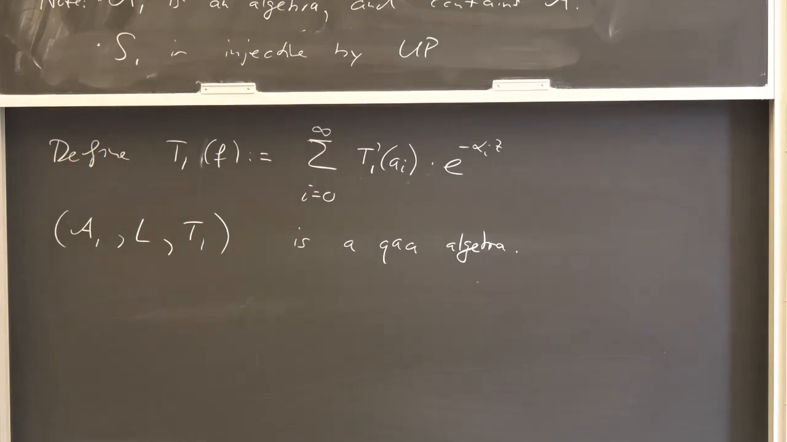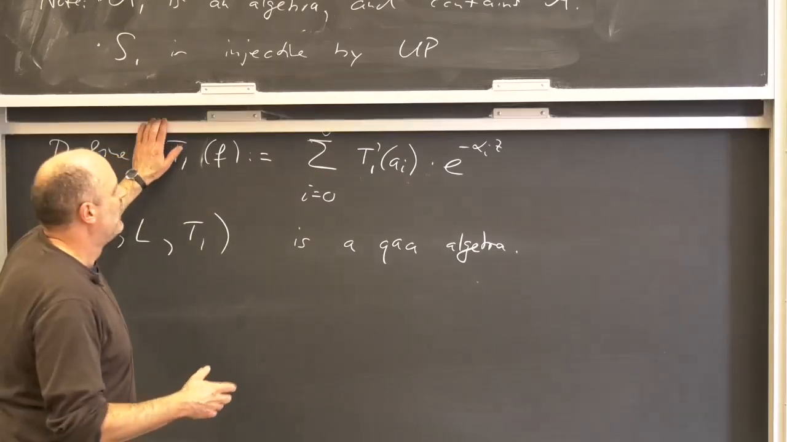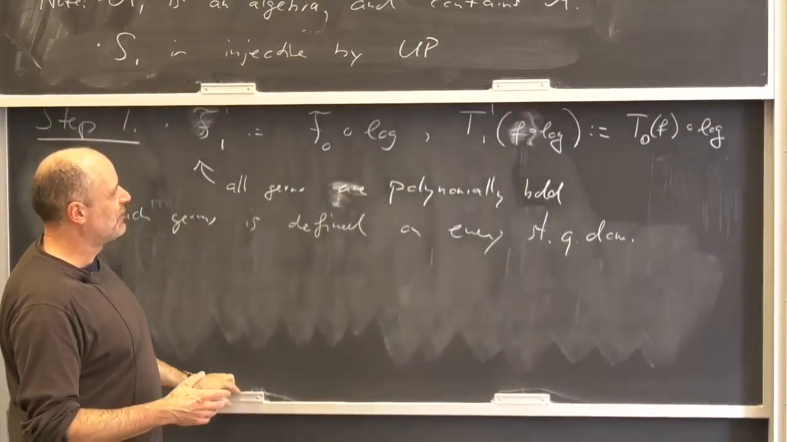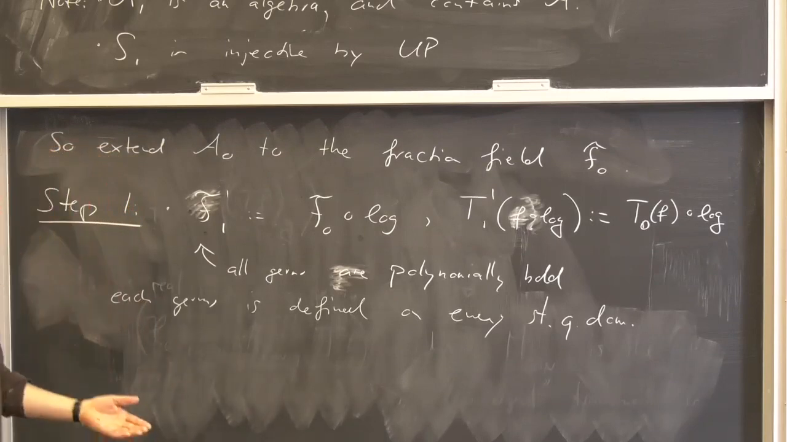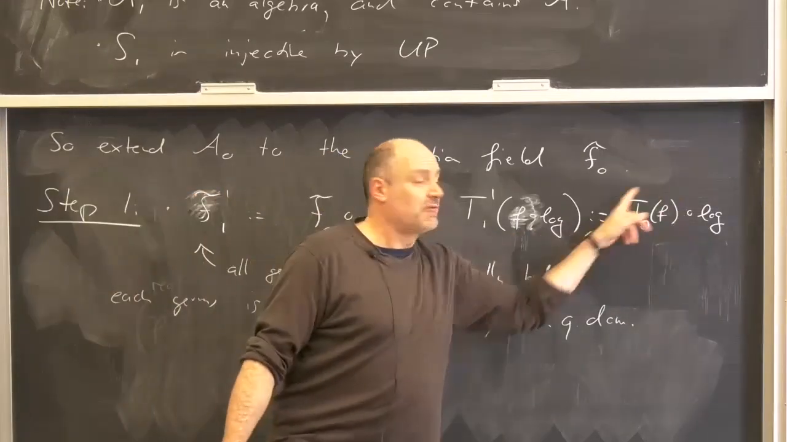Any questions? Can you show the board with T1 prime again? Oh, T1 prime is just T0 composed with log. I mean, that makes sense. If you plug in log on the right for the functions, then for the asymptotic expansion, you also have to plug in log on the right. But as a transseries, this of course makes sense.